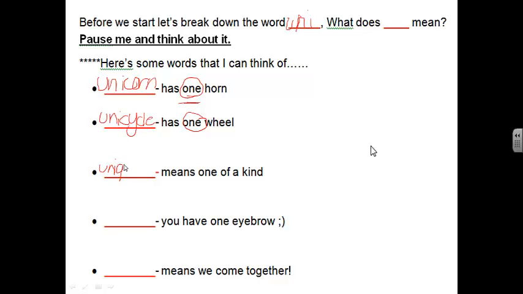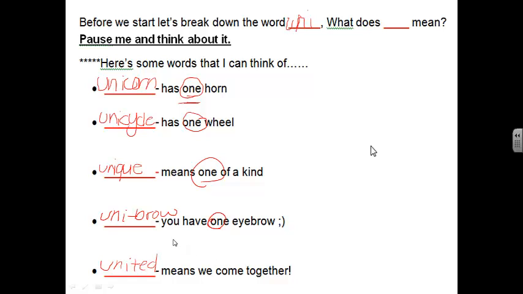Clearly, each one of you is unique in your own way. Unique means one of a kind. This one kind of makes me laugh. You have one eyebrow. What do you think that one is? Very good, unibrow. If you have one eyebrow, that means your eyebrows go together, so you have one. Now, what about something that means we all come together? We're the United States of America. United means that we're one. We come as one.